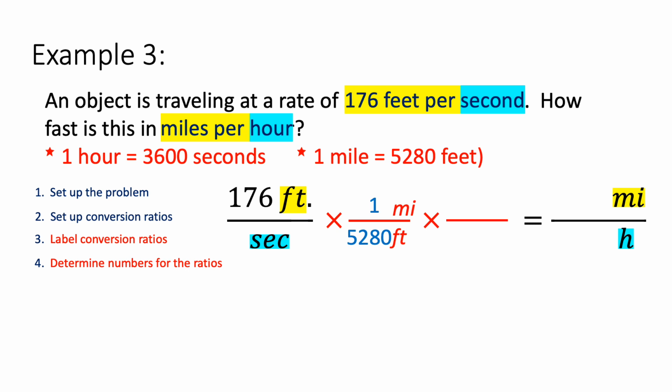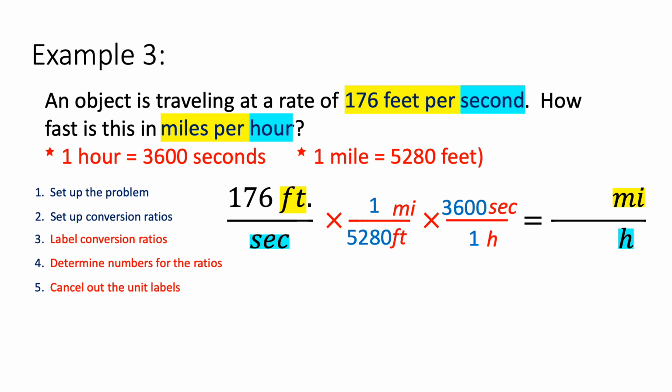Now look at the bottom numbers. We're going from seconds to hours. So we want to put hours on the bottom and we want to put seconds on the top. This is so that we can cancel out the seconds. So let's plug in our numbers now. There's 3,600 seconds in 1 hour.